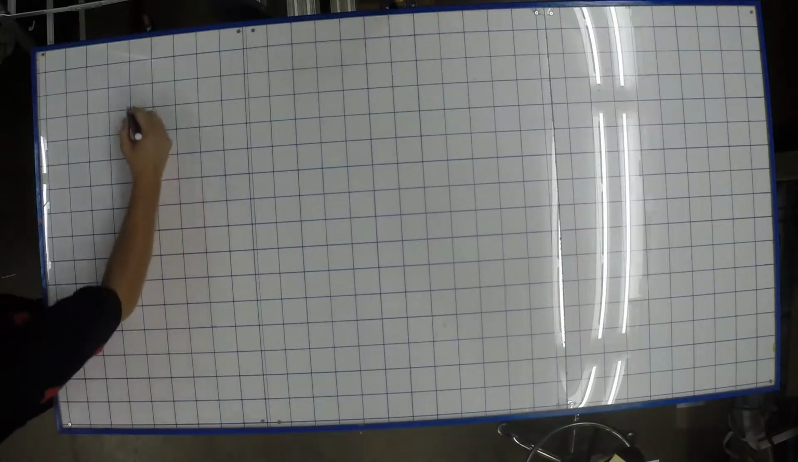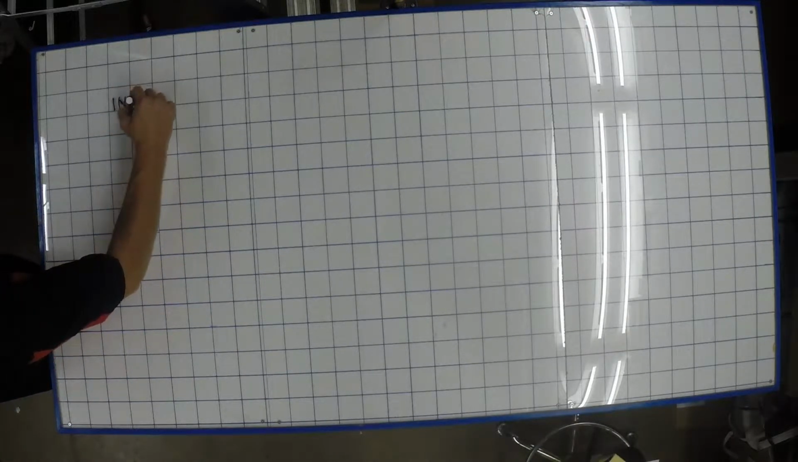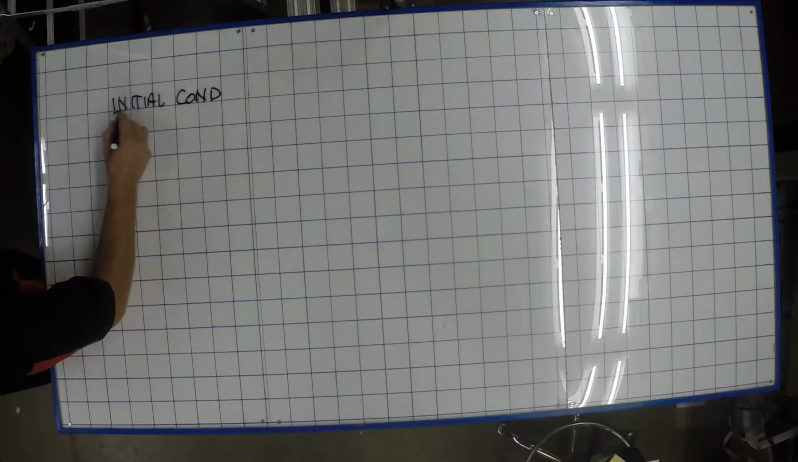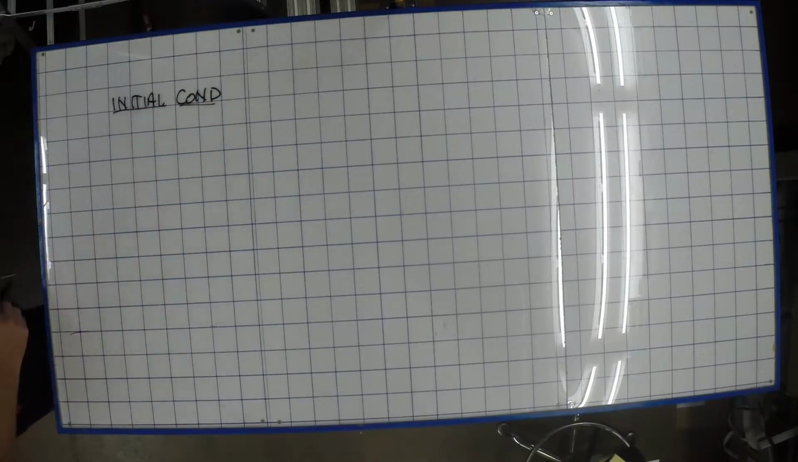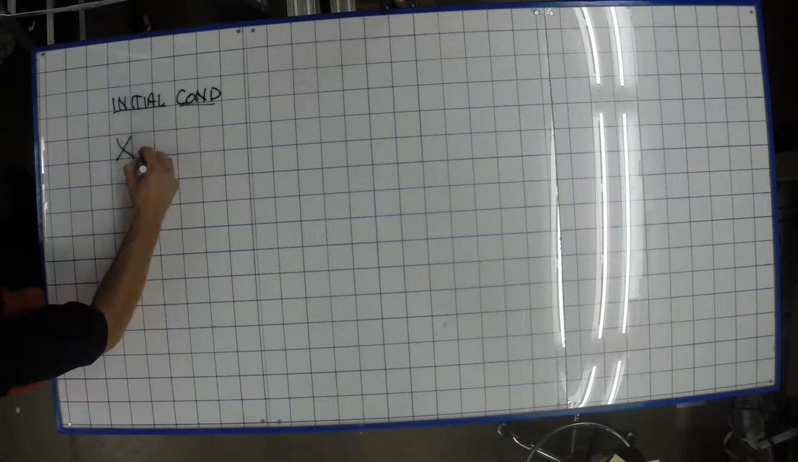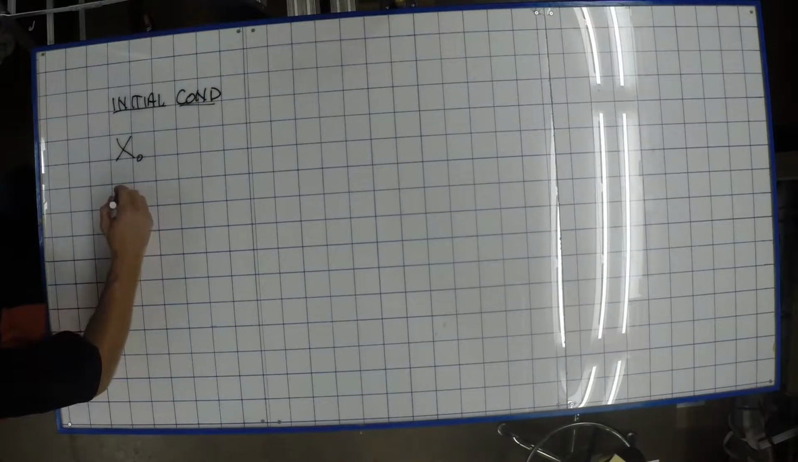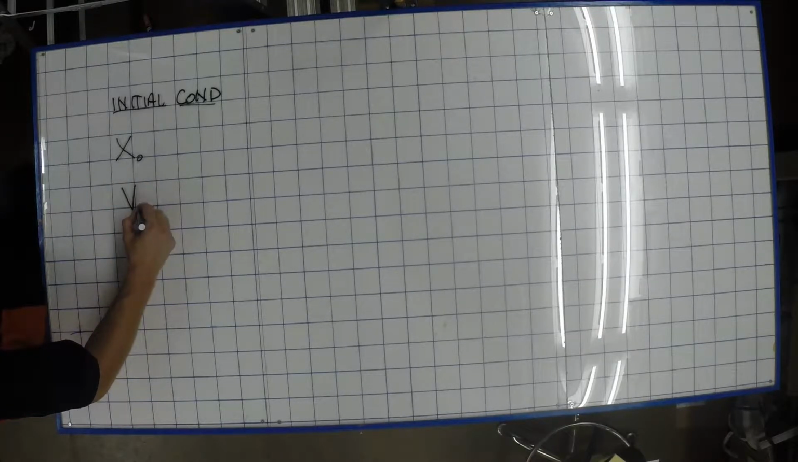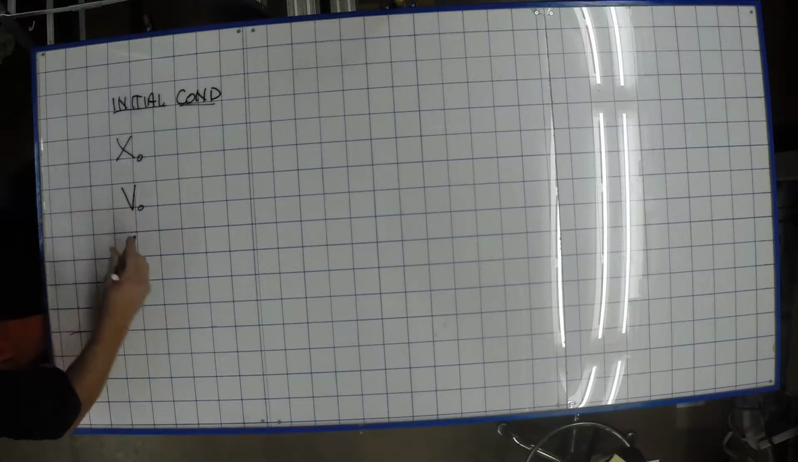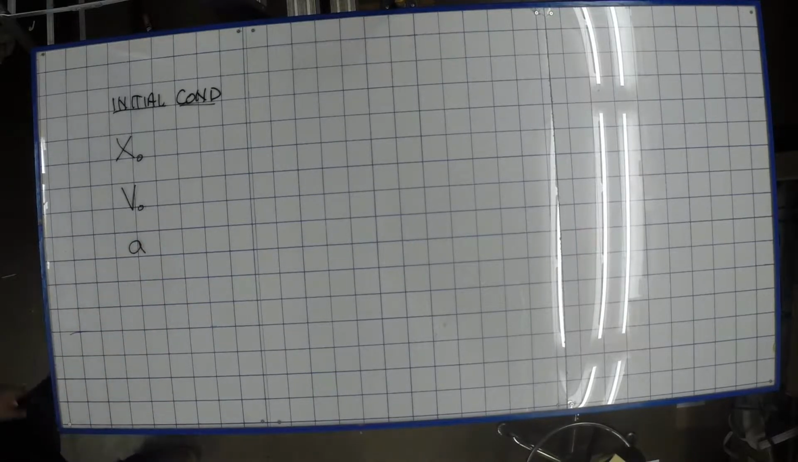The initial conditions will not change for a particular problem. They are where you start, so your original position, and how fast you were going at the start, your original velocity. And for us, in these problems, our acceleration is an initial condition.